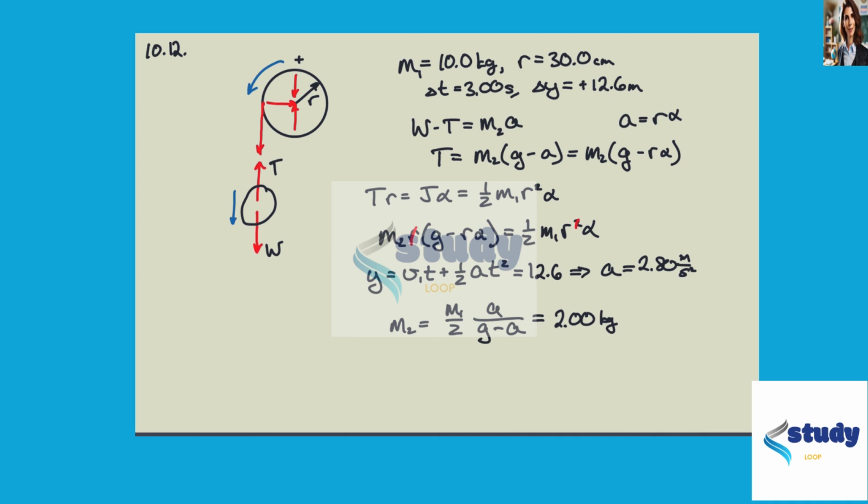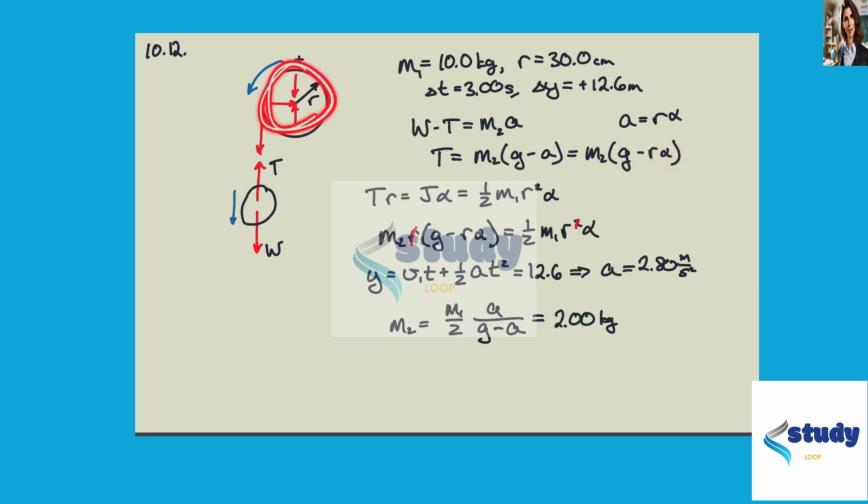From a free body diagram of the stone, with positive being down, the weight of the stone minus the tension equals the mass times the acceleration of the stone. Because we're assuming there's no slipping, this acceleration is just the tangential acceleration of the disk, which is the radius times the angular acceleration of the disk. So solving for T, we get T equals m2 g minus a, or m2 g minus r alpha.